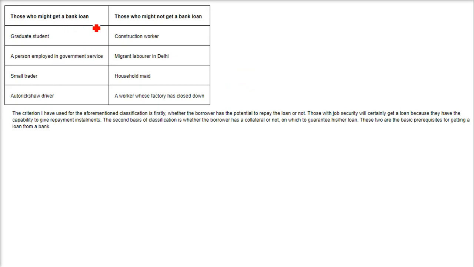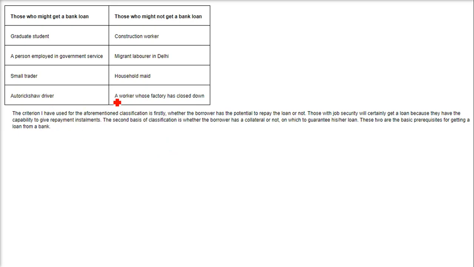Now, those who might get a loan and those who might not. All those who are educated, who might have some collateral or might be able to repay, might get a bank loan. So the graduate student, the person employed in government service, small traders and the auto rickshaw driver are the people who might get a bank loan. Those who might not get a bank loan are those who are not able to produce collateral, or don't have enough backup. So the construction worker, the migrant laborer in Delhi, the household maid, and the worker whose factory has closed down. These are those who might not get a bank loan.